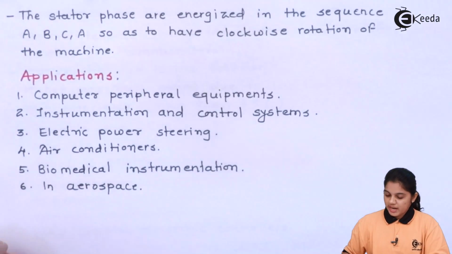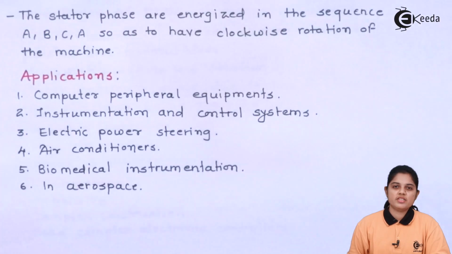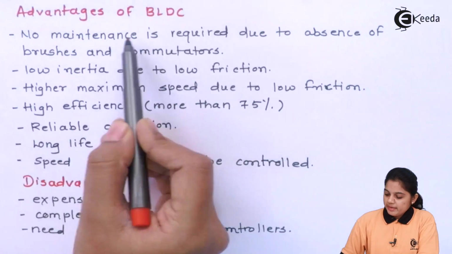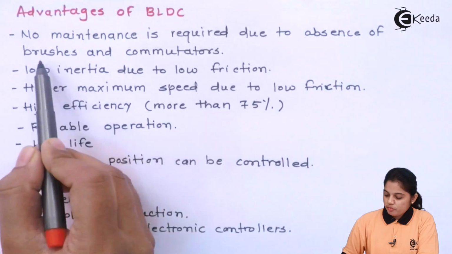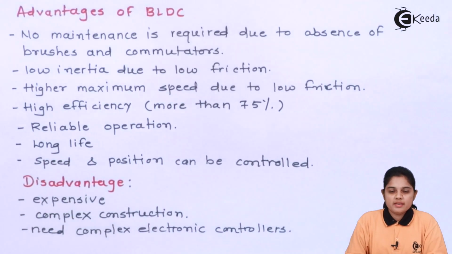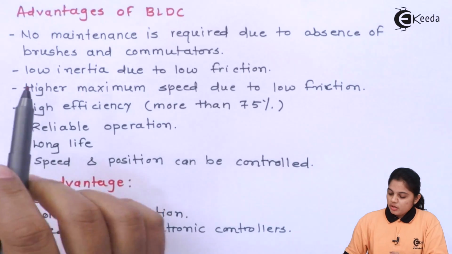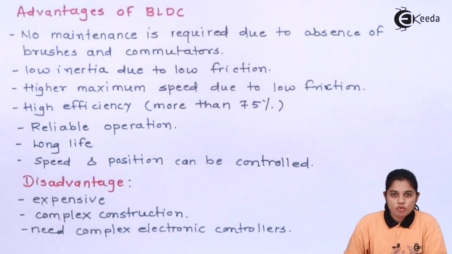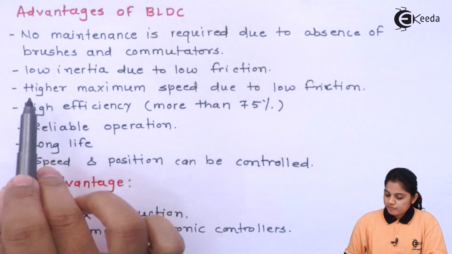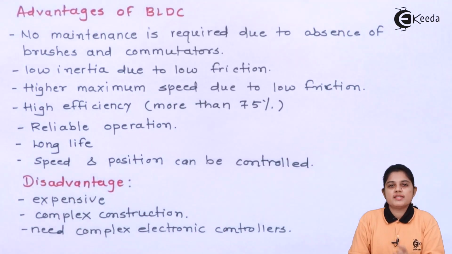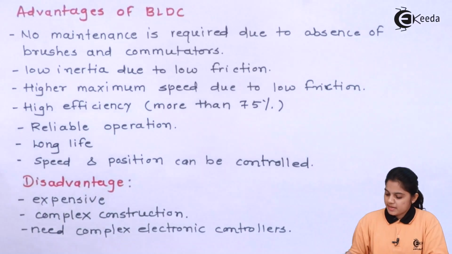Now let's see what are the advantages and disadvantages of the BLDC motor. Advantages of the BLDC motor: no maintenance is required due to absence of brushes and commutators. Since there are no brushes, low maintenance cost is required. Low inertia due to low friction. No brushes, so there will be low friction. If low friction is there, inertia will be low. Higher maximum speed due to low friction. If friction is less, definitely the speed will be maximum.